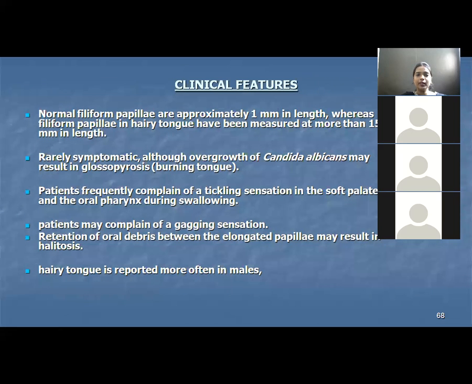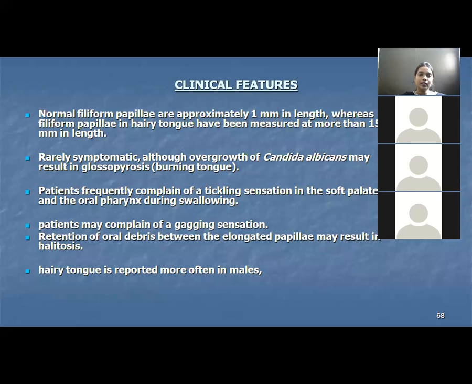Normal filiform papillae is approximately 1 mm in length, but in hairy tongue, the filiform papillae is up to 15 mm in length. Why? Because there is a hypertrophy of the filiform papillae. So in the hairy tongue, the filiform papillae is measured at about 15 mm in length. It is rarely symptomatic, although overgrowth of Candida albicans may result in glossopyrosis. What is glossopyrosis? Burning tongue.